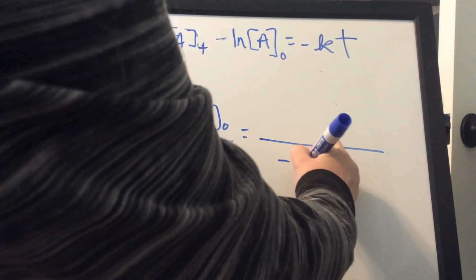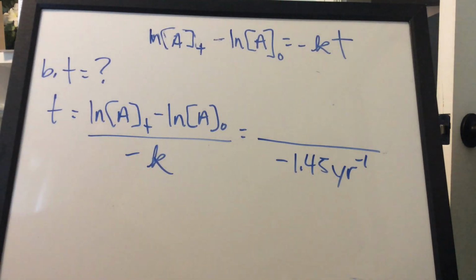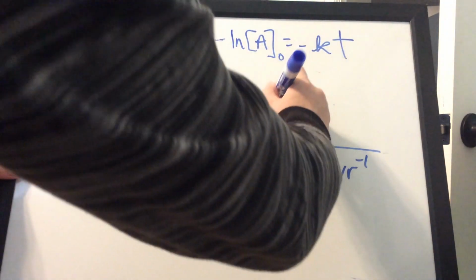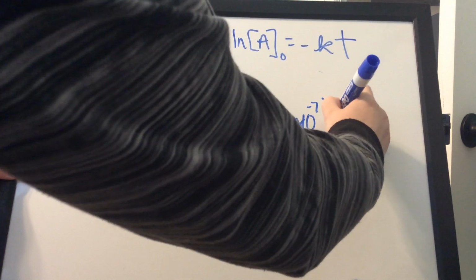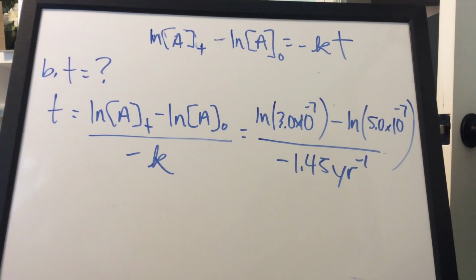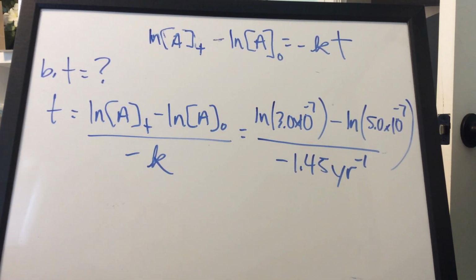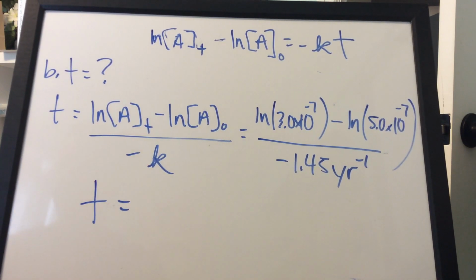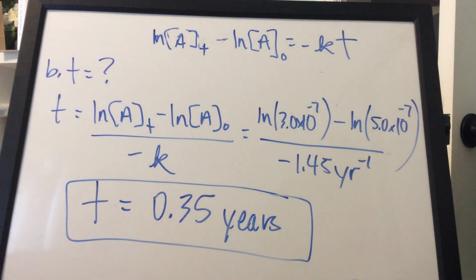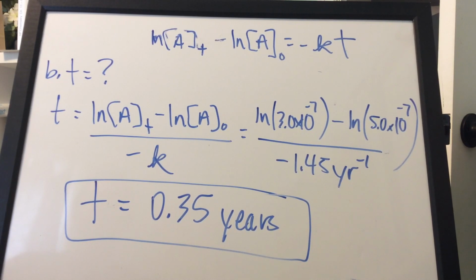So let's see, k is the same. Natural log of concentration of A at some time would be the 3, minus the natural log of the initial concentration, which was that 5.0. When I do this, as long as I don't make a math mistake, my time here should come out to be positive. And I got 0.35 in my answers in years. Okay, so according to this, it'll take about a third of a year for my concentration to decrease from 5.0 times 10 to the negative 7th to 3.0 times 10 to the negative 7th.